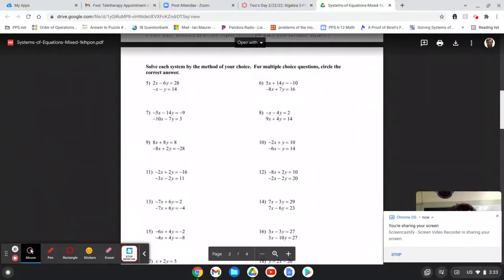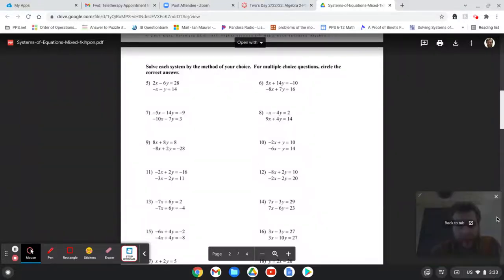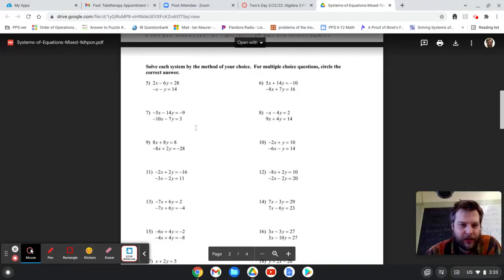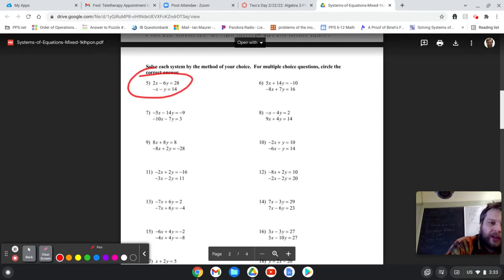All right, hello students. I had some people asking about some extra elimination examples, so I wanted to do a couple of these. This is from our extra practice here. I'm going to do number 5 here.